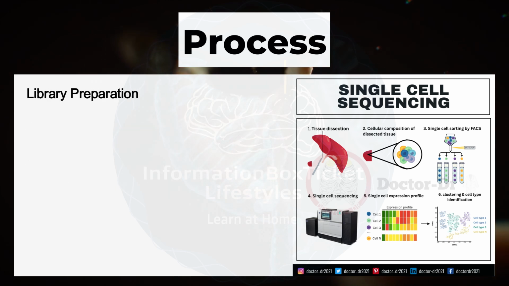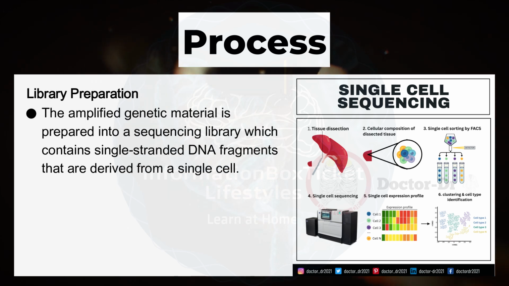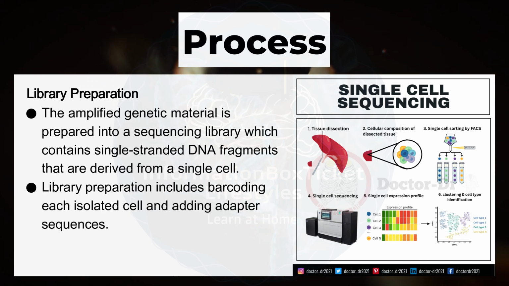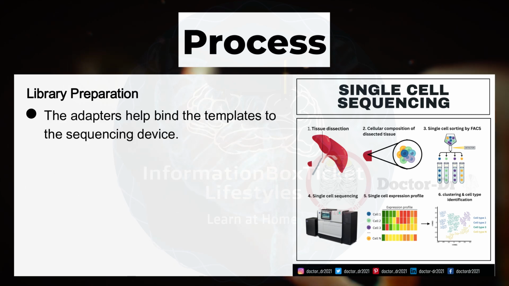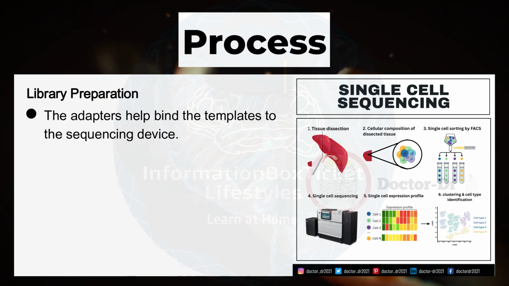Library preparation. The amplified genetic material is prepared into a sequencing library which contains single-stranded DNA fragments that are derived from a single cell. Library preparation includes barcoding each isolated cell and adding adapter sequences. The barcodes help to identify the original source of the data after sequencing. The adapters help bind the templates to the sequencing device.